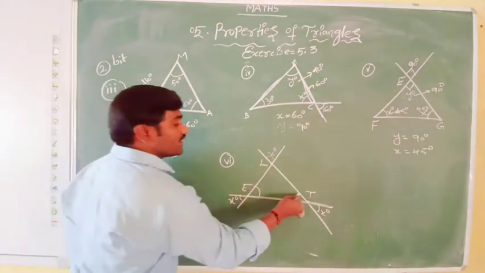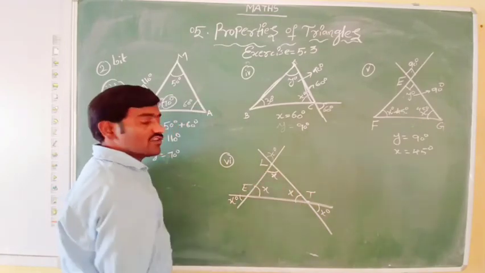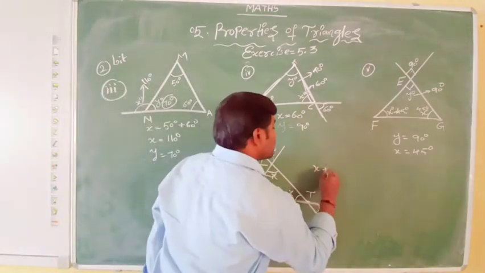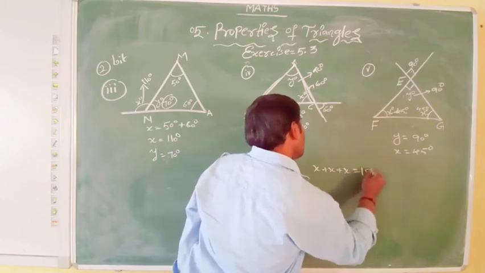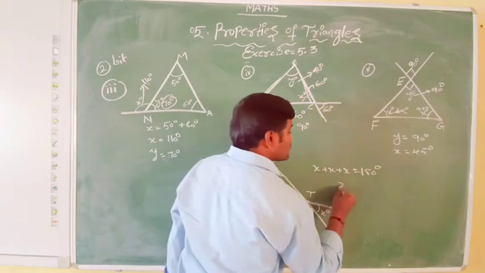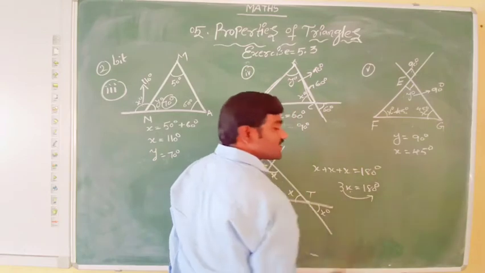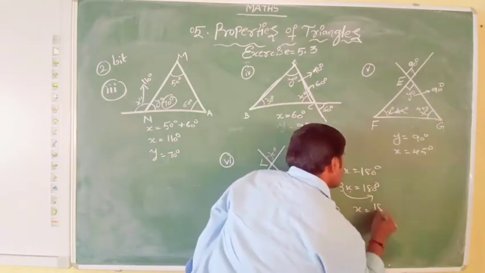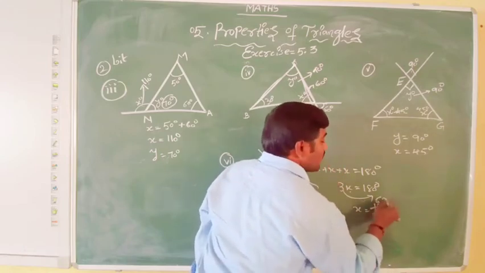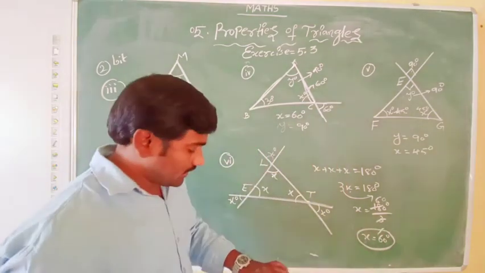See here, all these vertically opposite angles are equal. Here x, x, x, so interior angles are also equal to x. The sum of these three interior angles equals 180 degrees. 1x plus 1x plus 1x, 3x equals 180 degrees. 3 is multiplying x, you transfer this side and it becomes a division. Then x equals 180 degrees by 3. 3 sixes are 18 and 0. So x equals 60 degrees.